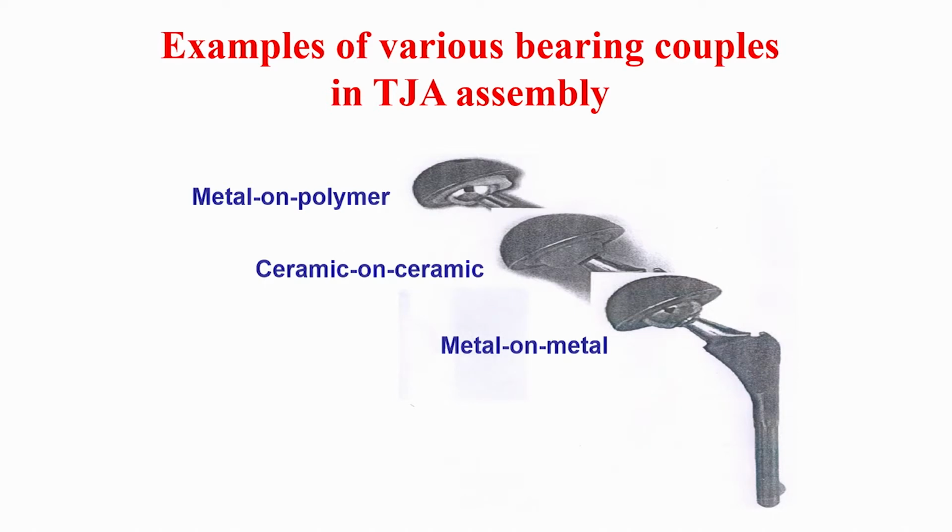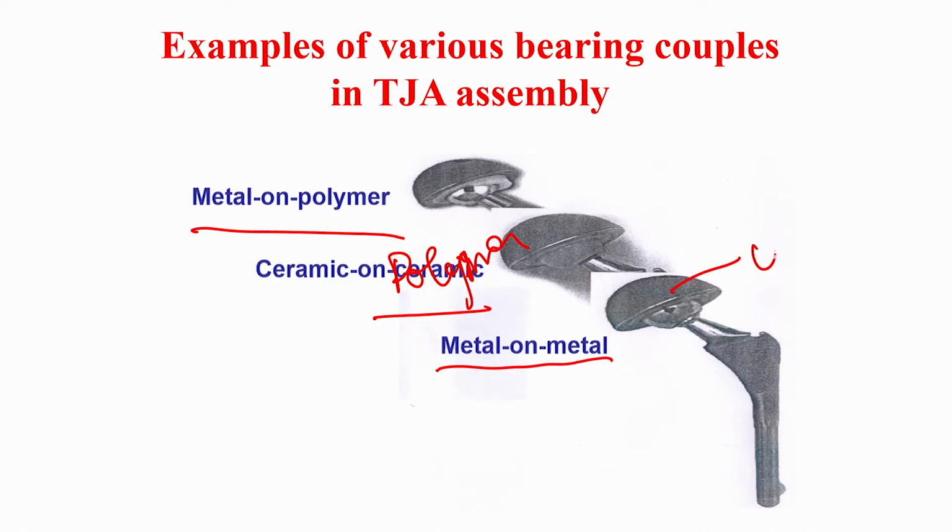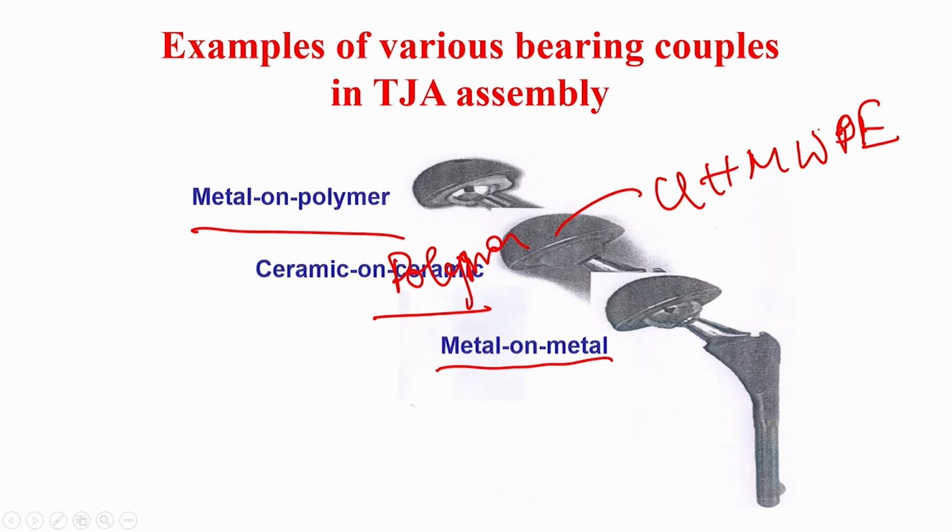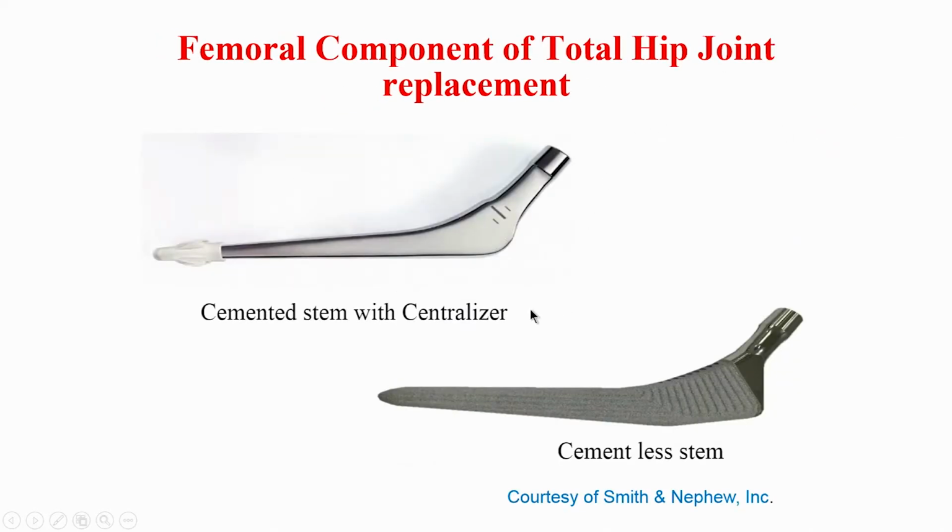There are different kinds of combinations of the femoral head and acetabular socket that are possible. Very early on it was metal on metal. Sometimes people have used metal on ceramic, but mostly clinicians now use ceramic on polymer, and there are also examples of metal on polymer. In the polymer acetabular socket, people have used ultra high molecular weight polyethylene, UHMWPE, which I have mentioned earlier. So, what are the different commercially used implants available in the market?